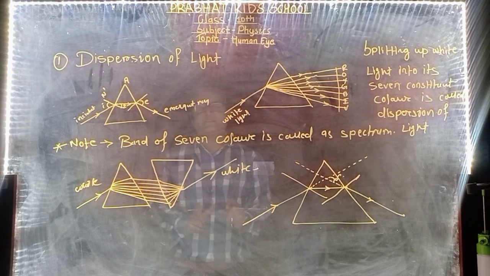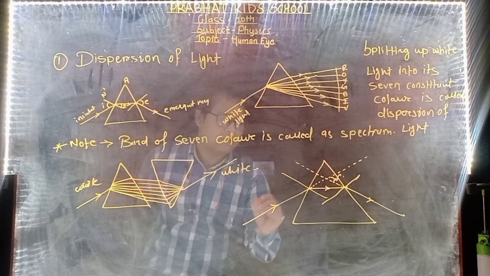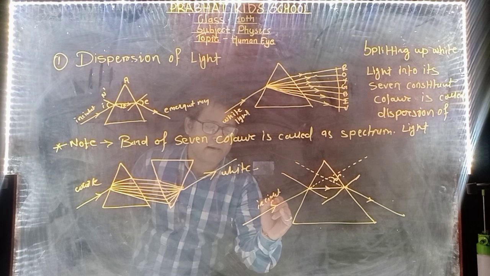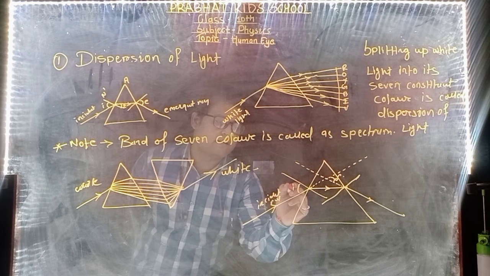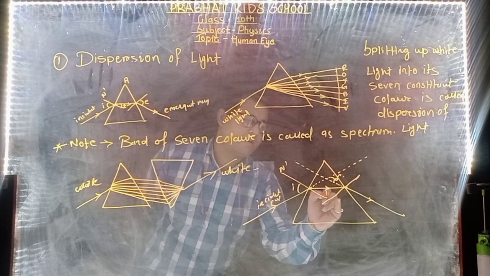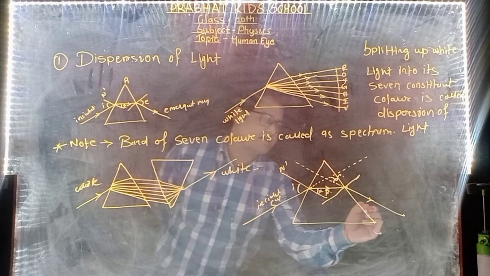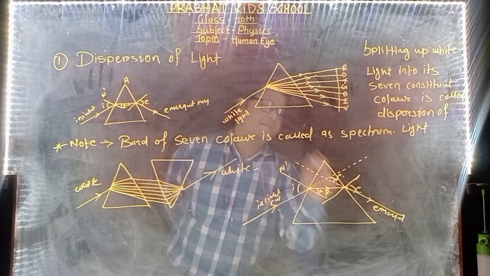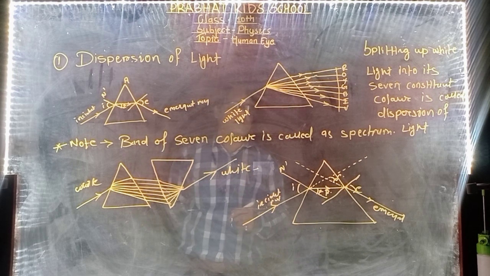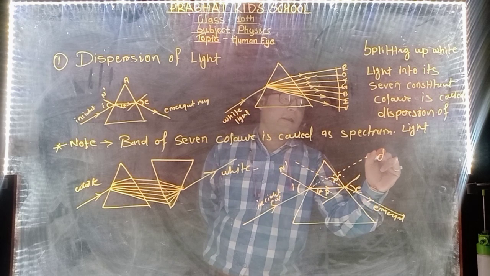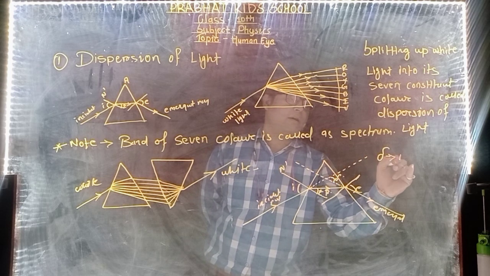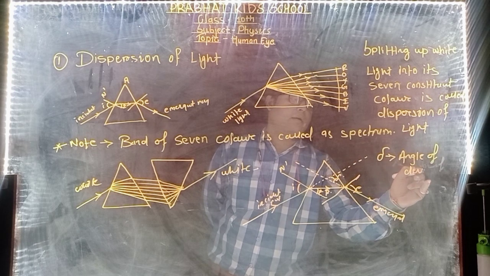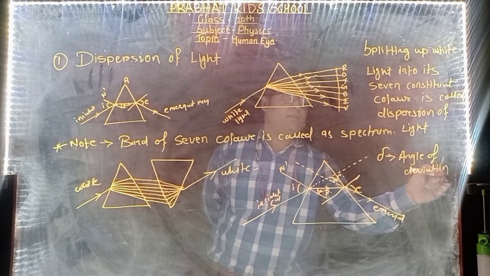Now, the angle of deviation content is skipped by the CBSE, but you should remember, a question may be asked. This is the incident ray, this is the angle of incidence, this is the normal, this is the refracted ray, this is the angle of refraction, this is the emergent ray, this is the angle of emergence, and this is the angle of deviation. This is all about the angle of deviation. Then you can draw it. This is called the angle of deviation.